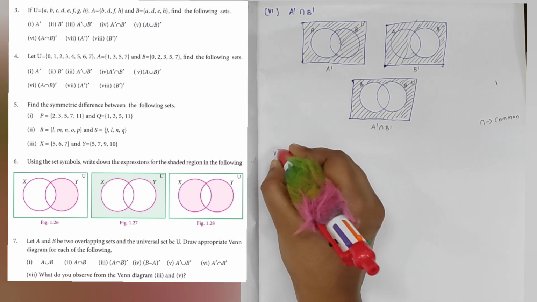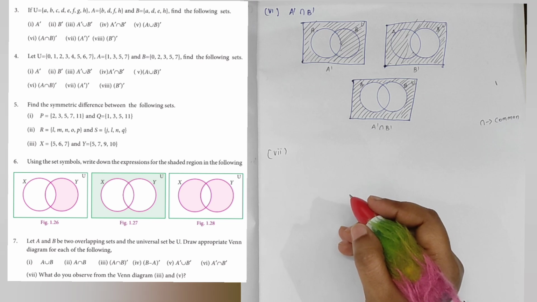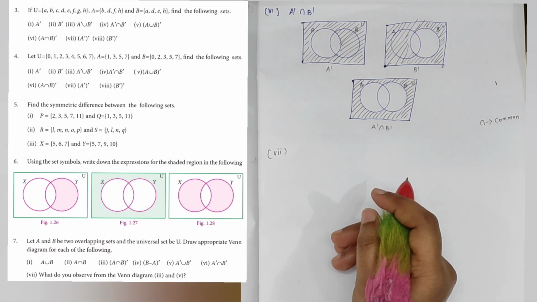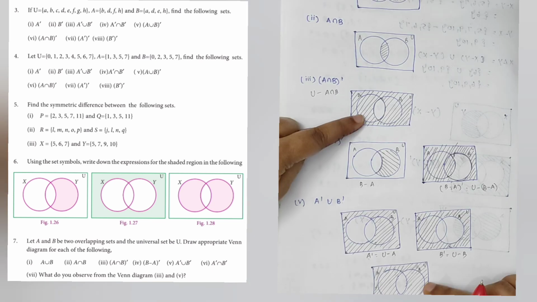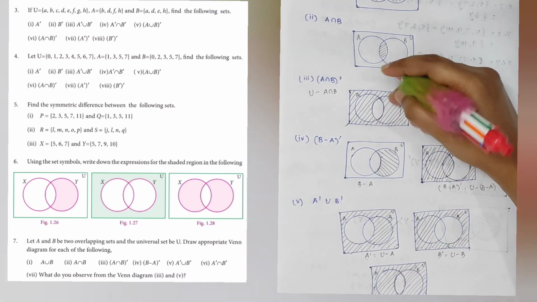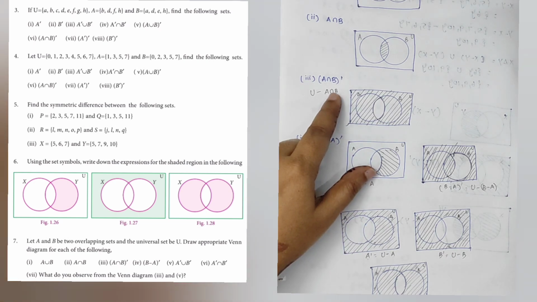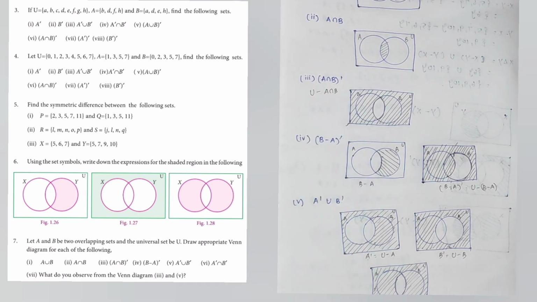Now, look at the 7th question. What do you observe from Venn diagrams 3 and 5? Look at the Venn diagram on 3 and look at the Venn diagram on 5. Both are the same, isn't it? Only the intersection part is not shaded on both the diagrams. So, we get that A intersection B the whole complement is equal to A complement union B complement.